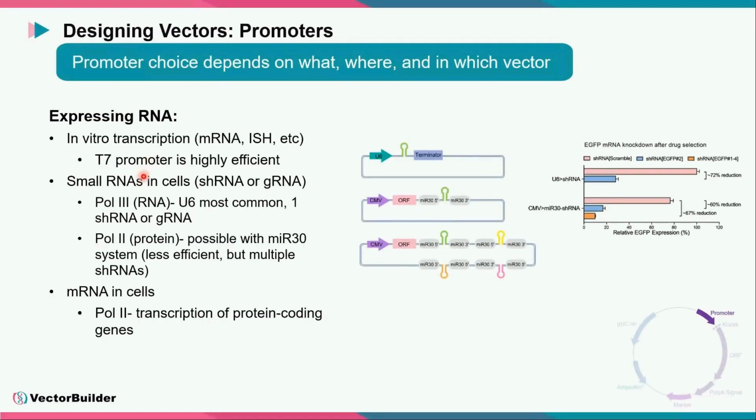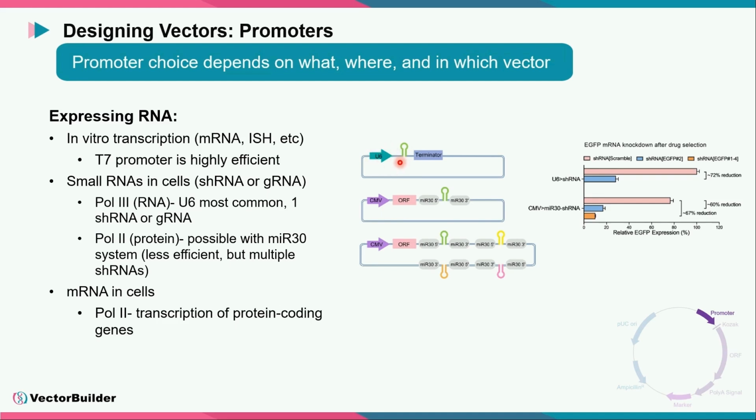Now, if you want to do something in your cells, you deliver this vector to your cells and you want to create a small RNA, for instance, an shRNA or a gRNA, you have a couple of different options, but the most popular, the standard, is a Pol3 promoter. This is a promoter that's associated with production of small RNAs. The most common is going to be U6. And for instance, if we're looking at different shRNA options, we have different systems to choose from, but U6 tends to be the most popular.